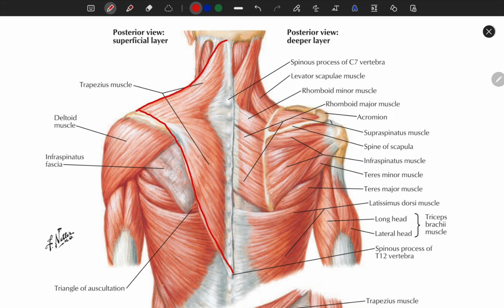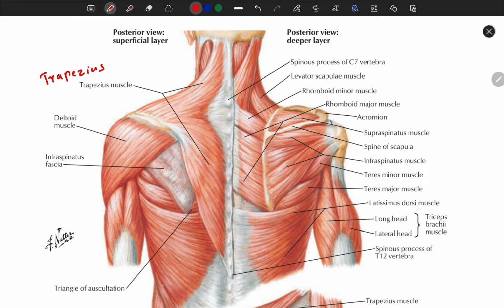But this trapezius muscle is present on either side. That means it will be like this. But when the shape of the trapezius muscle is asked, it is triangular shaped, because we have to take only the half, this region. So this is the trapezius muscle.